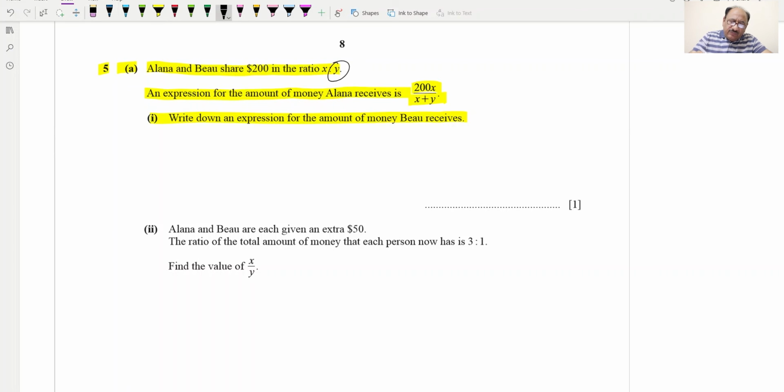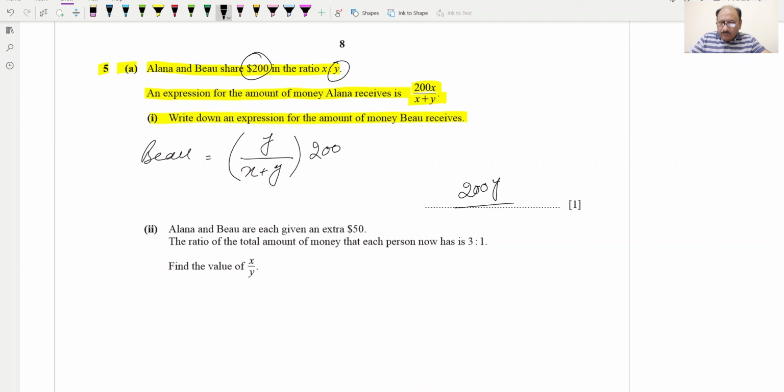y is received by this person, and it will be y over the total, which is x plus y, and this share is out of 200, so we multiply by 200. We can rewrite it as 200y over x plus y. This will be the share for that person. So one more question is done.